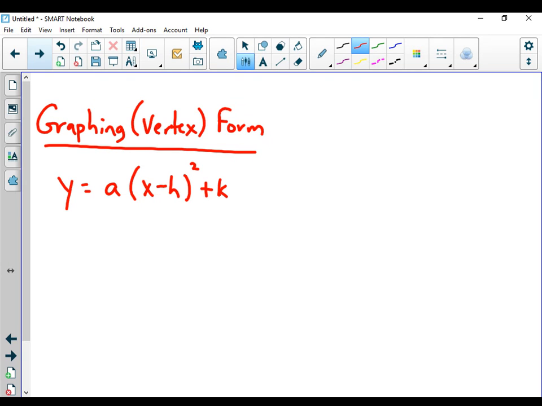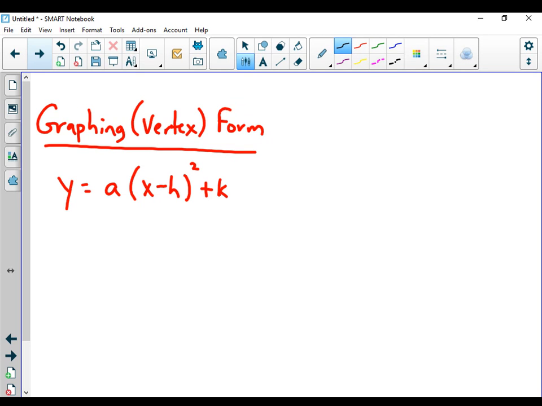And so when it's in this form, the nice thing about it is it's easy to graph. That's why they call it graphing form, because I can pick out the vertex quickly. I know which direction it's opening. I know whether it's stretched or compressed. Unfortunately, it's not always going to be in graphing form.